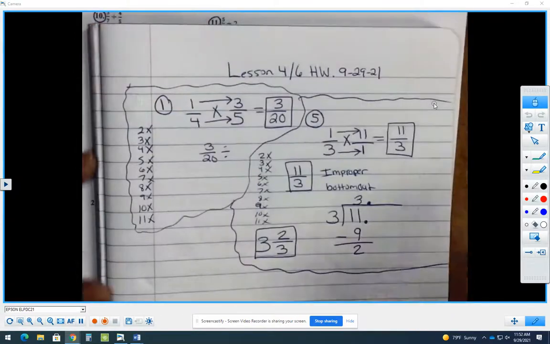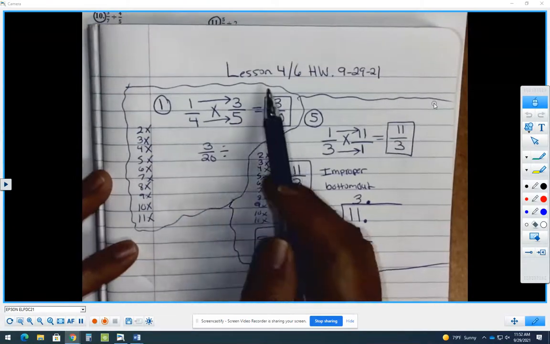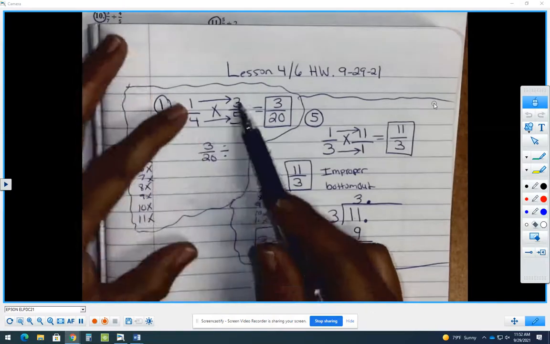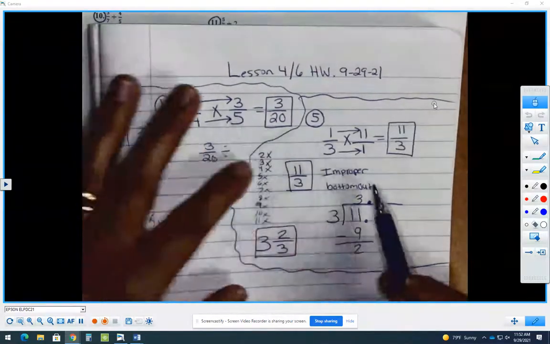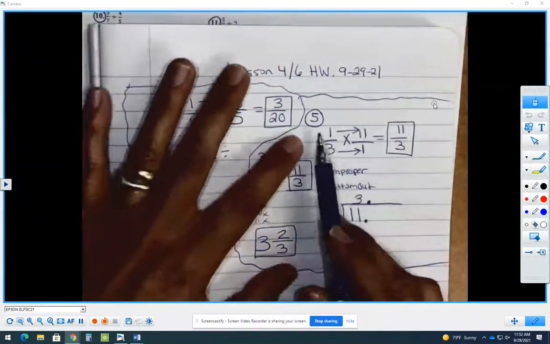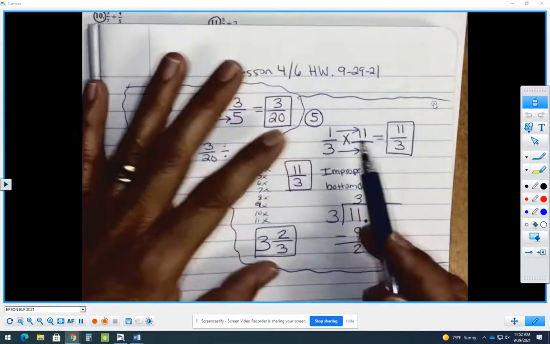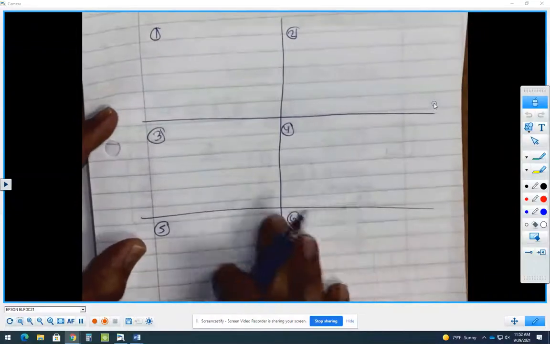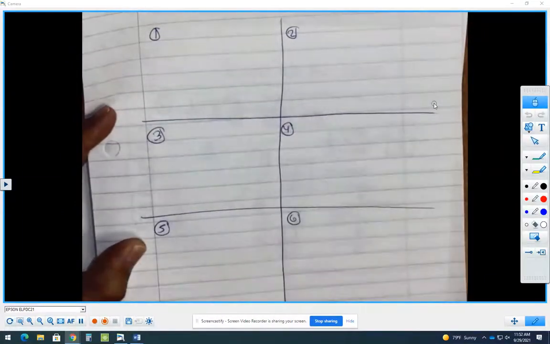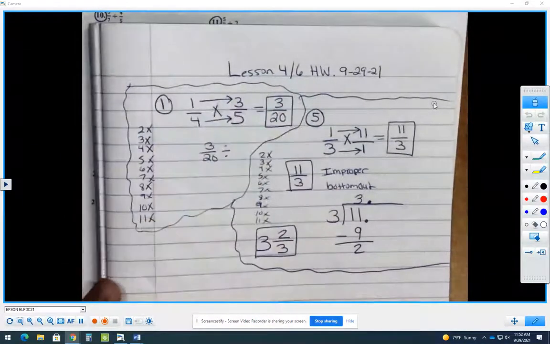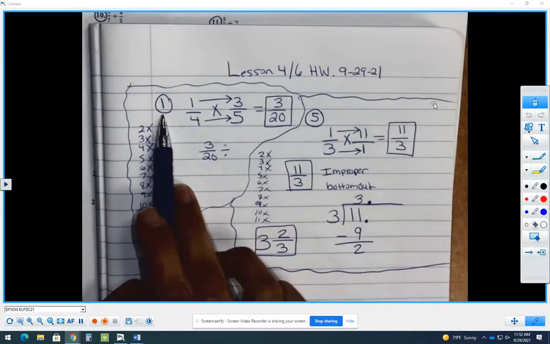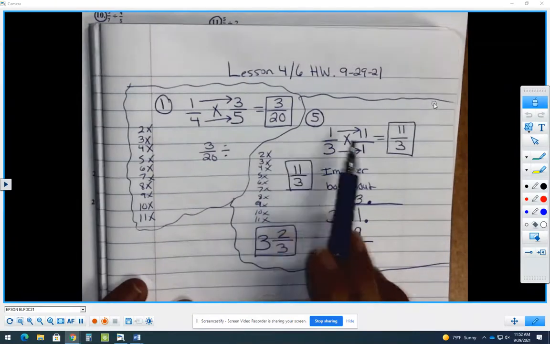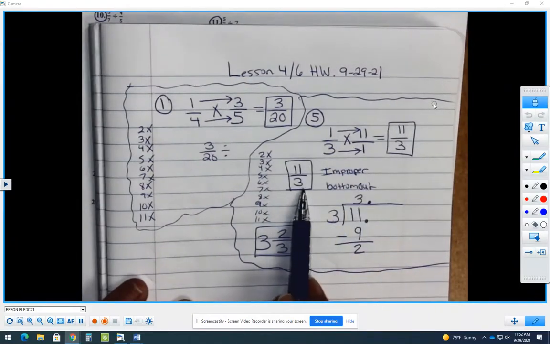If you notice, I do all my work and then I put a little perimeter around it so I know everything inside this is for number one. Everything in here is for number five. So it depends on the problem. Don't be doing a pre-separation. You separate it at the end. And we always circle the number you're working with, and we always box the answer. These are answers.